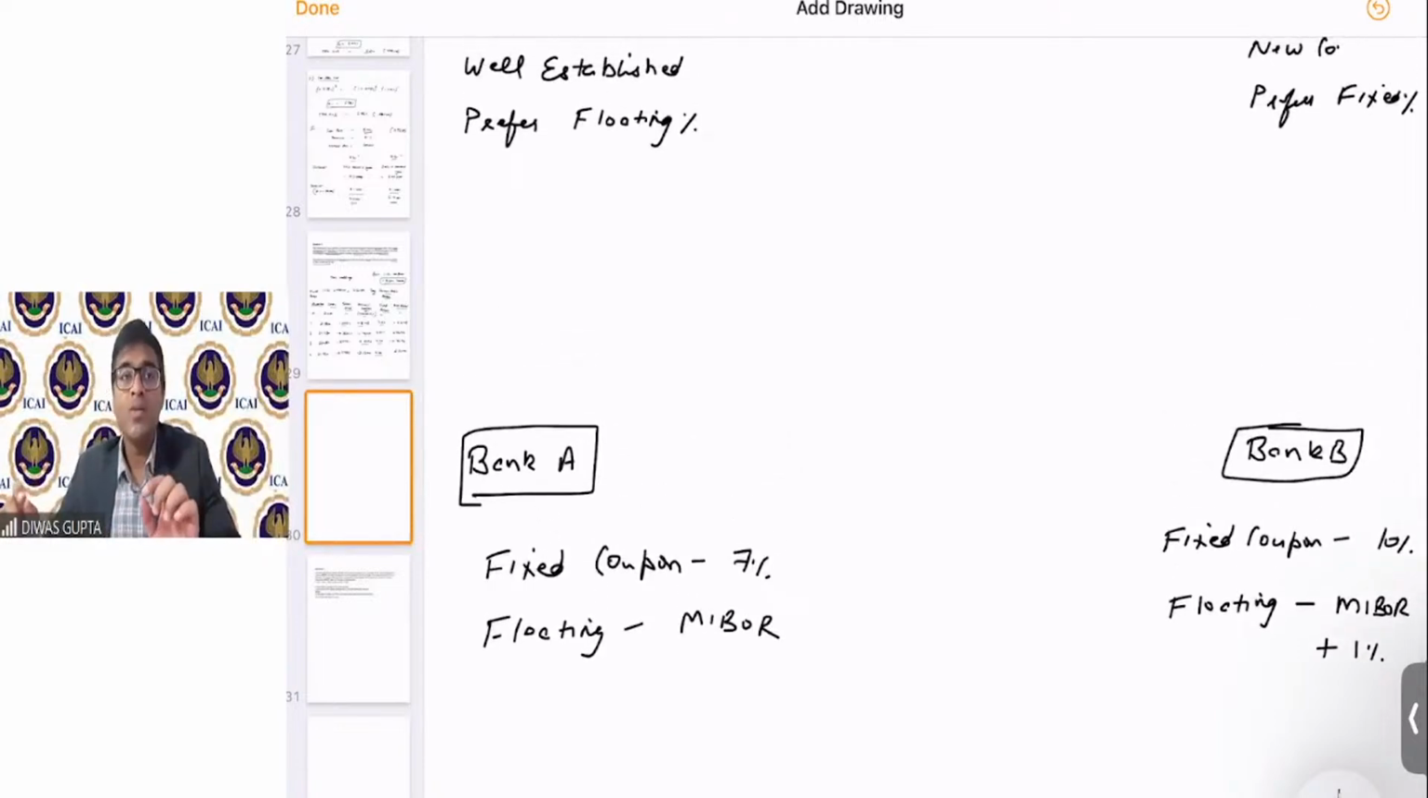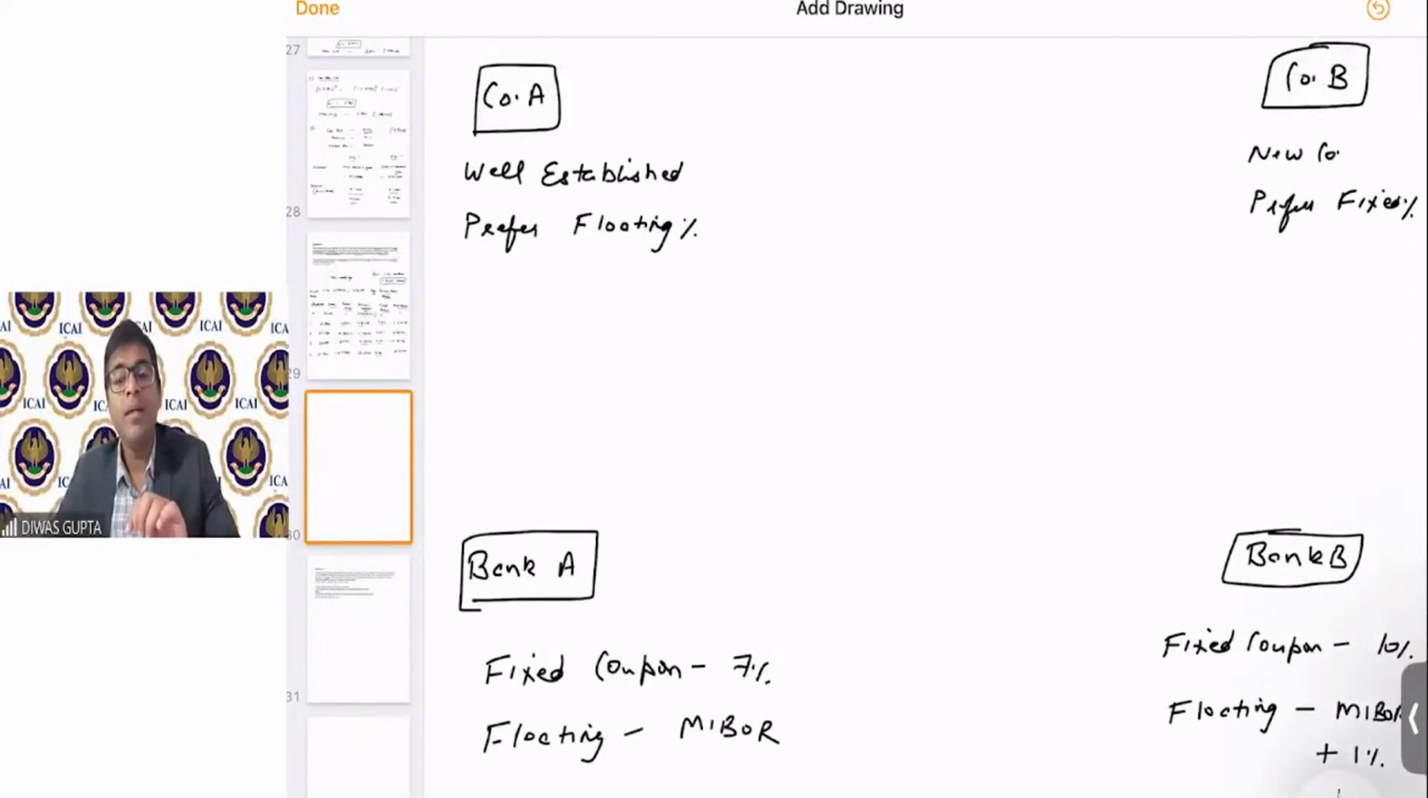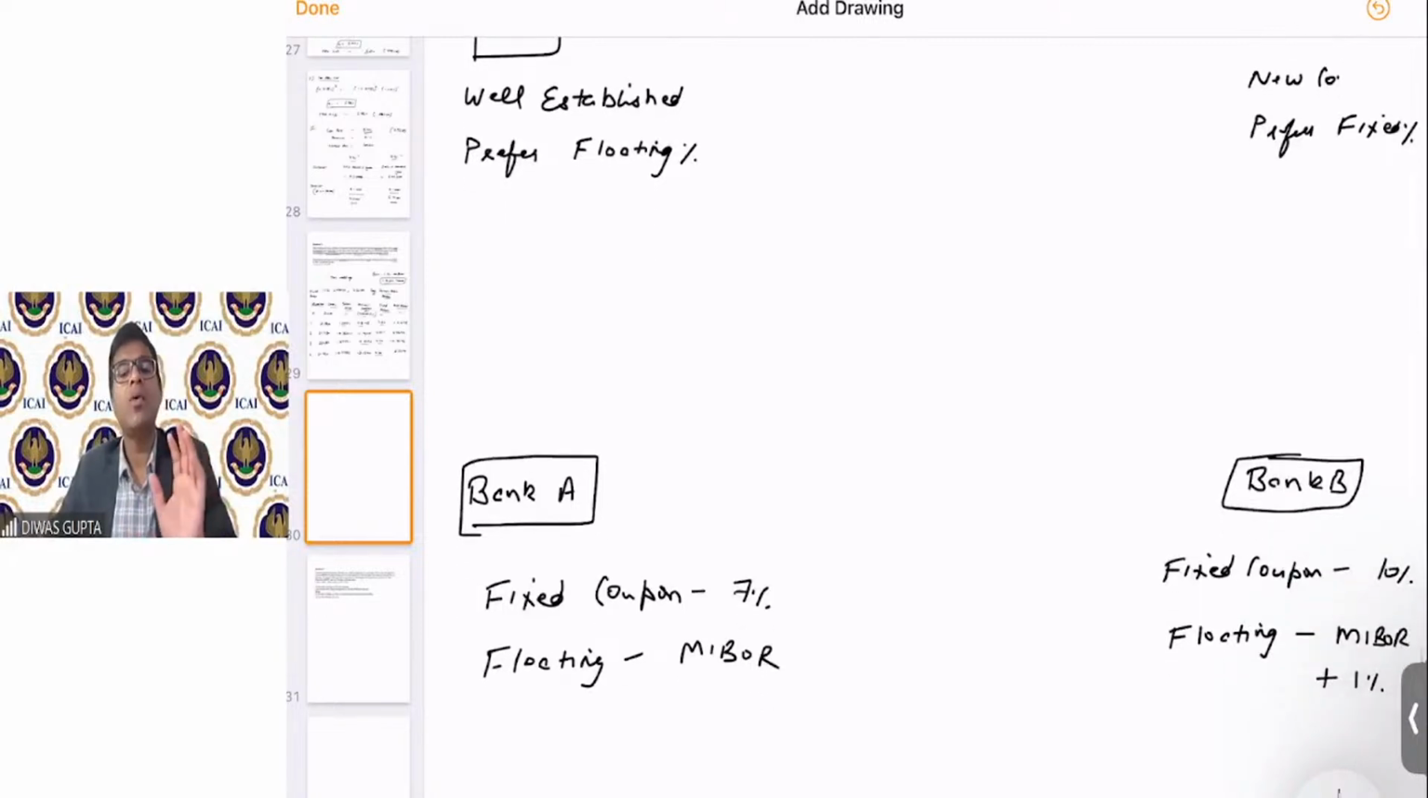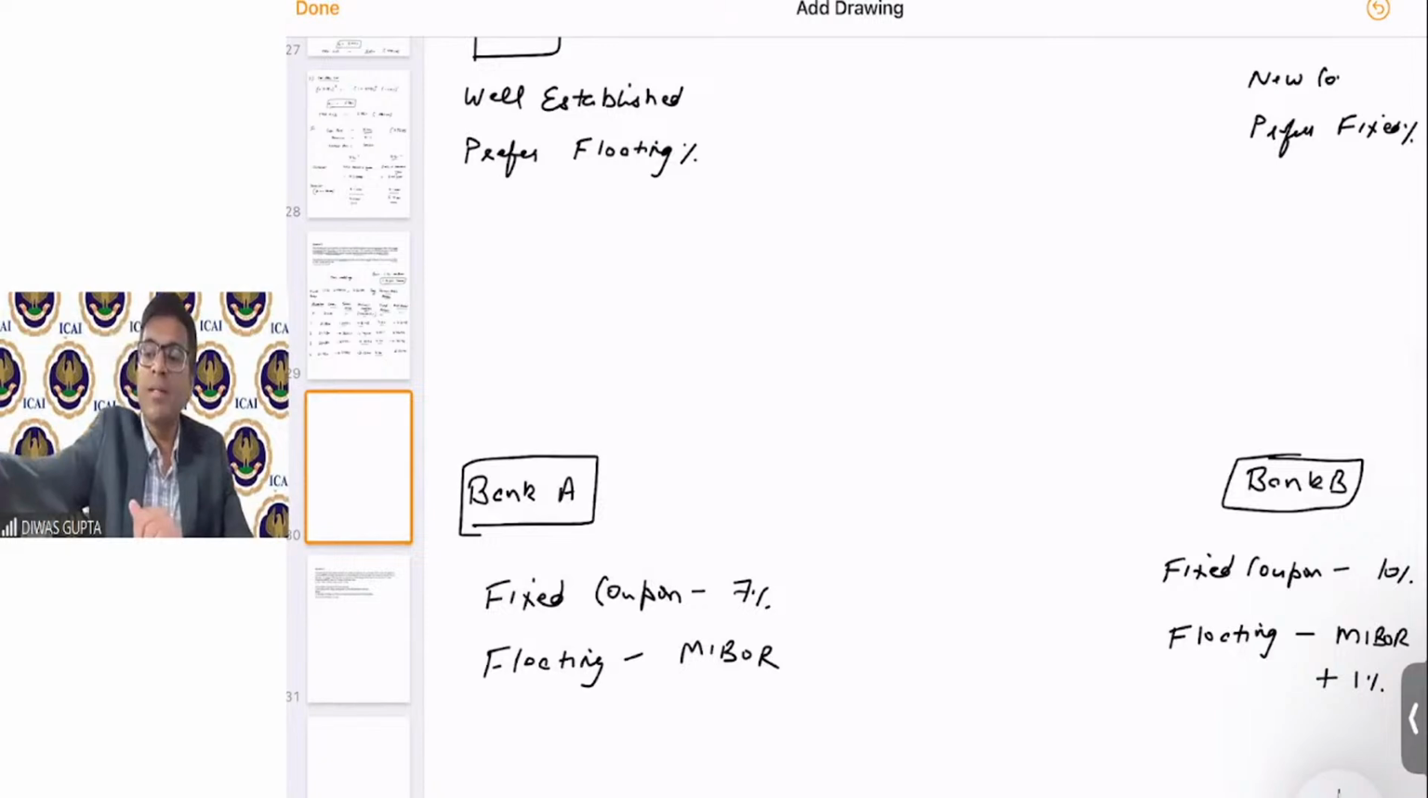Now, students, we have already known the different preferences of company A and company B. Company B prefers fixed, company A prefers floating. If company A prefers floating, company A can go ahead and take their deal at MIBOR. And if company B prefers fixed, company B can go ahead and take the loan from bank B at a fixed coupon of 10%.